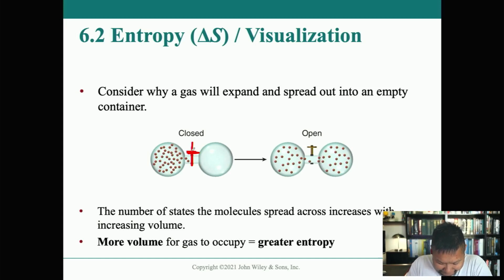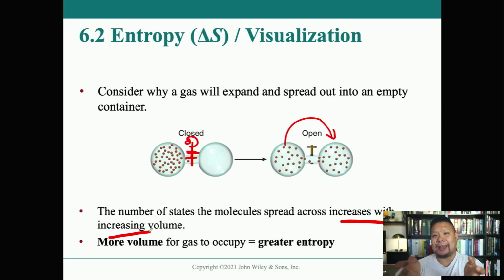And so what can happen here is you can turn this stopcock and open it up so that the stopcock is in line with the pipe that's in there. And then when you do that, the gas molecules will flow from this side to this side to expand and take the shape of its container, just like we learned back in CHEM about gases and the states of matter, right? So the number of states the molecules spread across increases with increasing volume, which makes sense, because the more volume a gas has to spread out, the more ways it can move around. And that's what it means by the number of states.